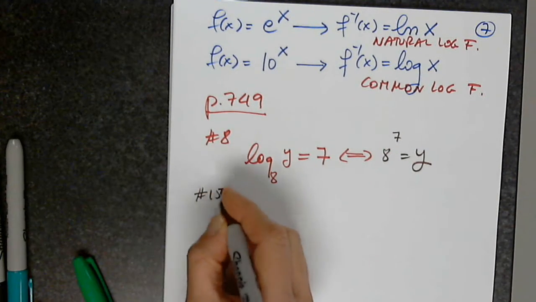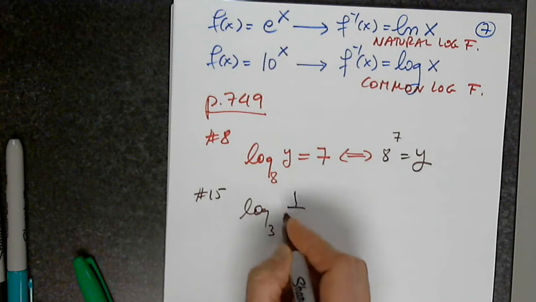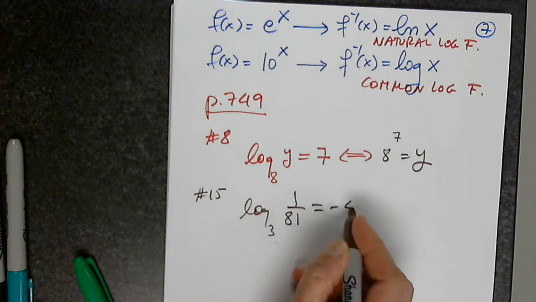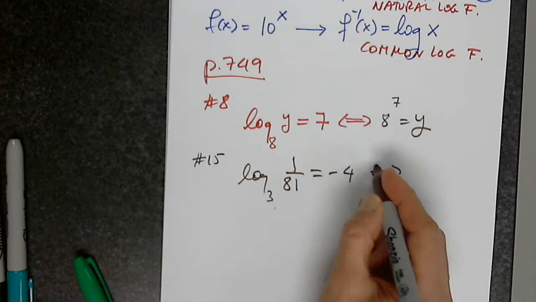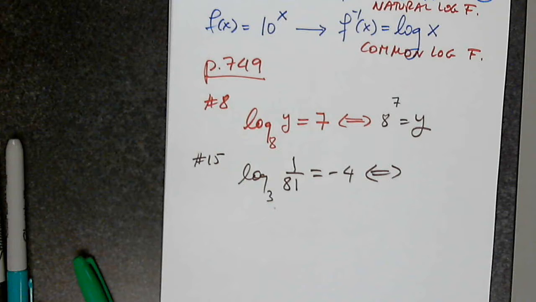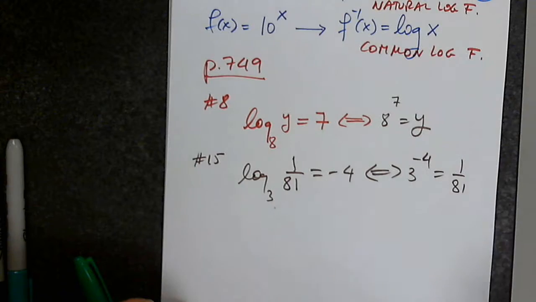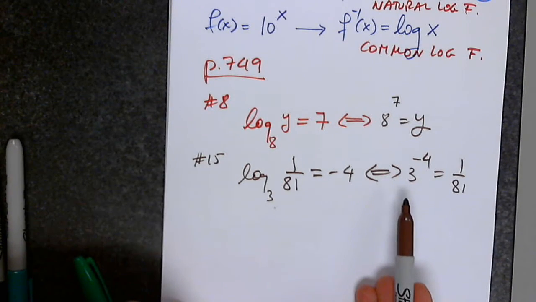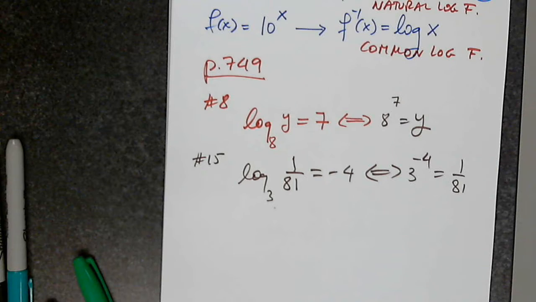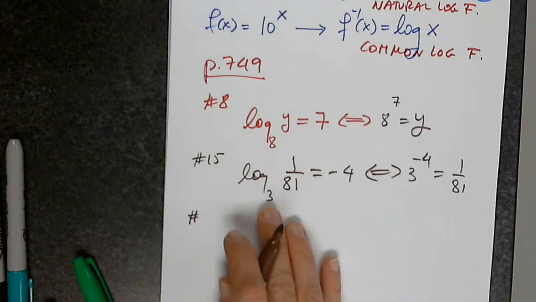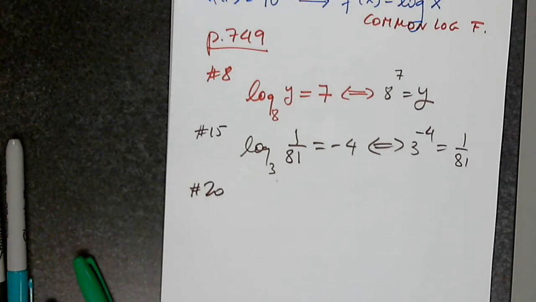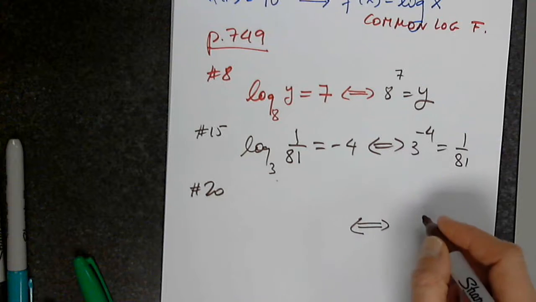15. Log base 3 of 1 over 81 equals negative 4. That's it. And it's true, because this is 1 over 3 to the 4th, right? Good. Let's go backwards. Write each as a log equation. So let's say 20. So I'm going to write it here on this side.